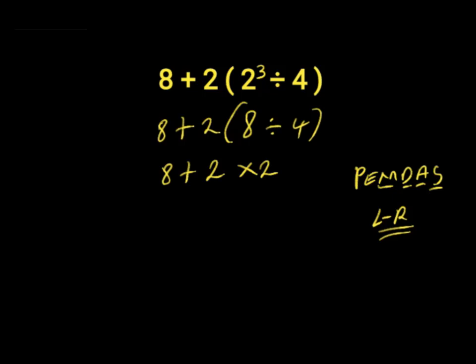And mind you, whenever you see a number close to a parenthesis, know that there's a multiplication sign in between, which is this multiplication here. 2 times 2 will give us 4. Then we have 8 plus 4. 8 plus 4 is equal to 12. 12 is the right answer to this question.